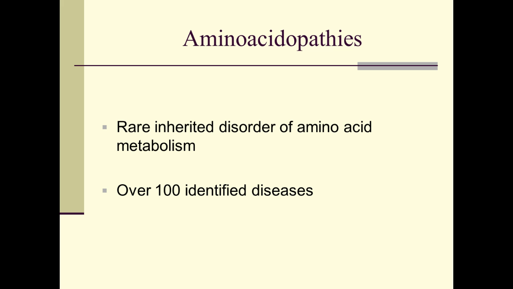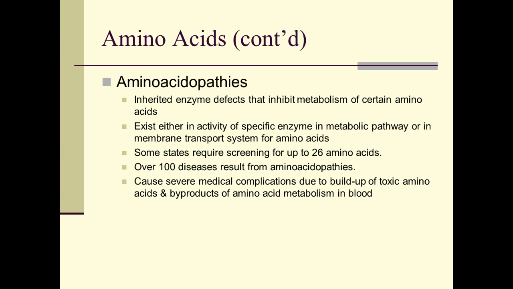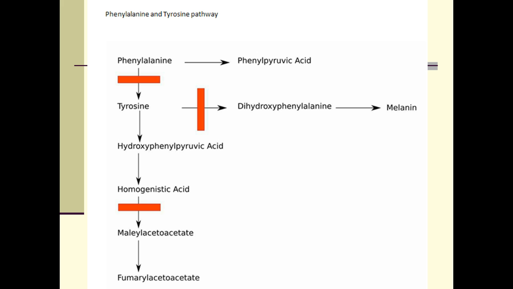All right, now we're going to look at some amino acidopathies. These are some of the diseases involving amino acids that somebody could have. There's over 100 identified diseases. They're inherited. Usually there's some type of an enzyme missing, which is required for the production of a protein. So I do have a chart coming up here which will make it make a little more sense.